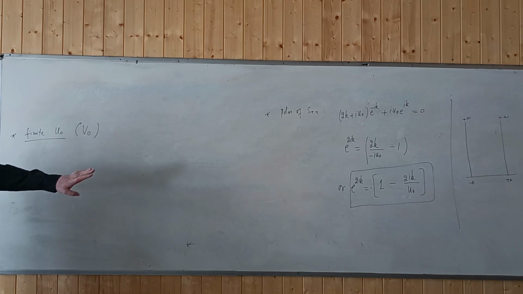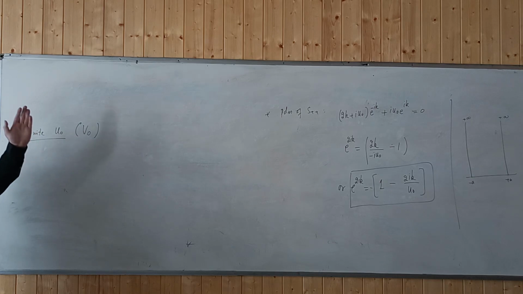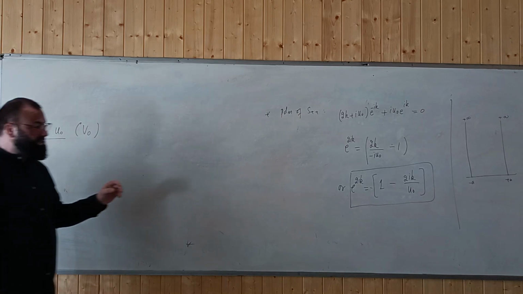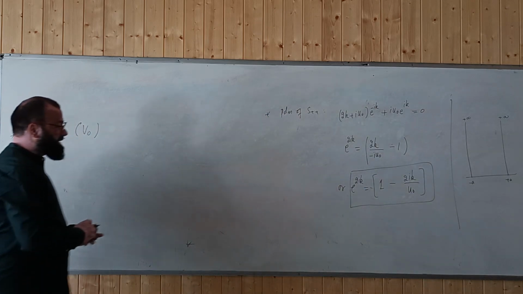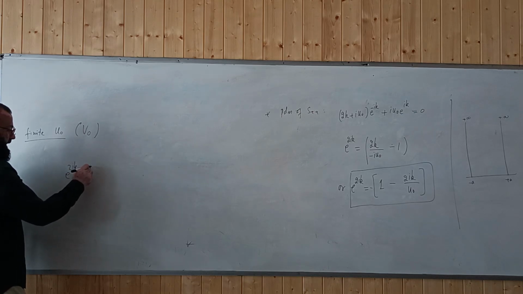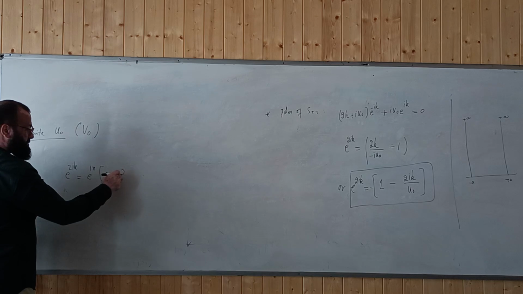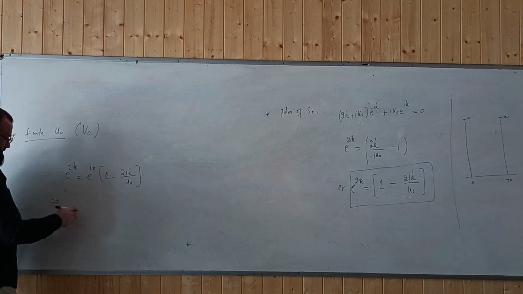So how to do it? I will just expand this expression in terms of 1 by u naught, because u naught is finite, let's say it is large, such that 1 by u naught is small. So it will simply give me a small parameter for an expansion. You can write this twice ik as e raised power i pi, that's minus 1, and 1 minus twice ik by u naught.